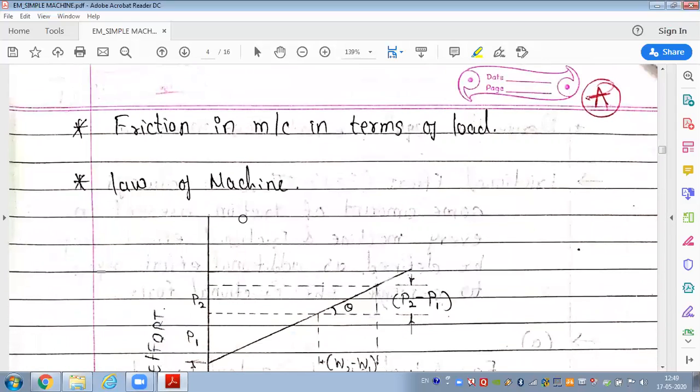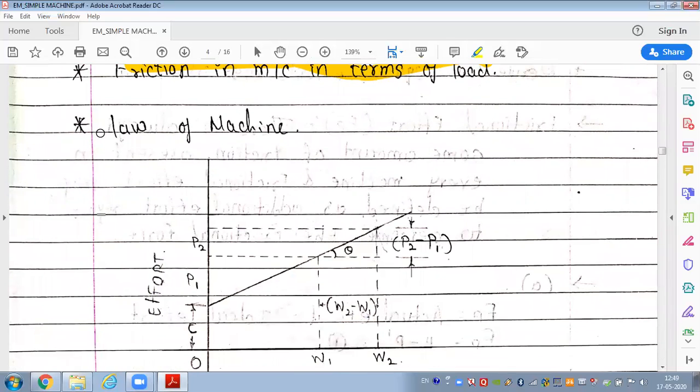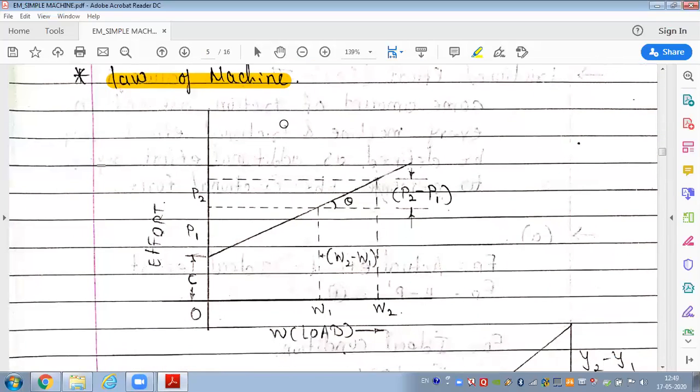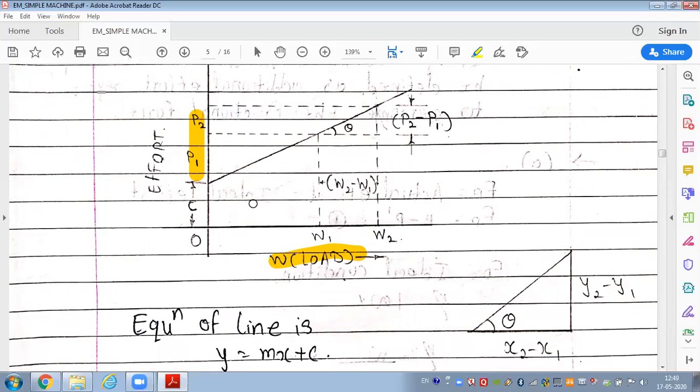Now the next topic is friction in a machine in terms of load and law of machine. Now focus on the diagram. The x-axis indicates the load and the y-axis indicates the effort. Here two efforts are given, P1 and P2, and two loads are given, W1 and W2. So this indicates two machines and two efforts.